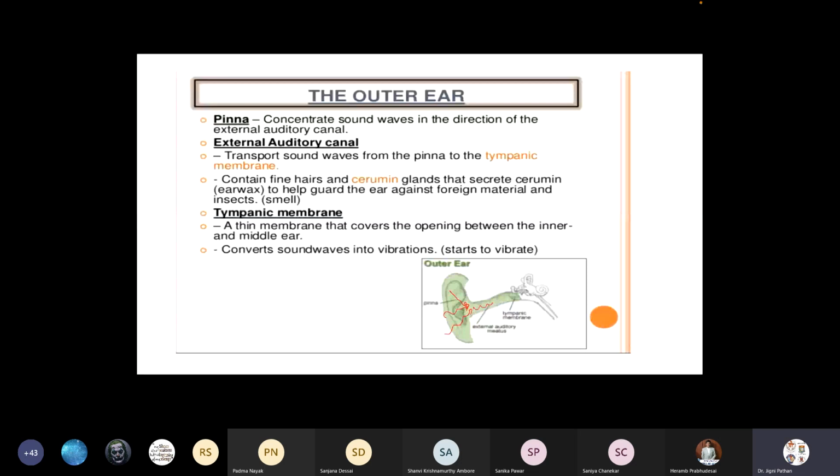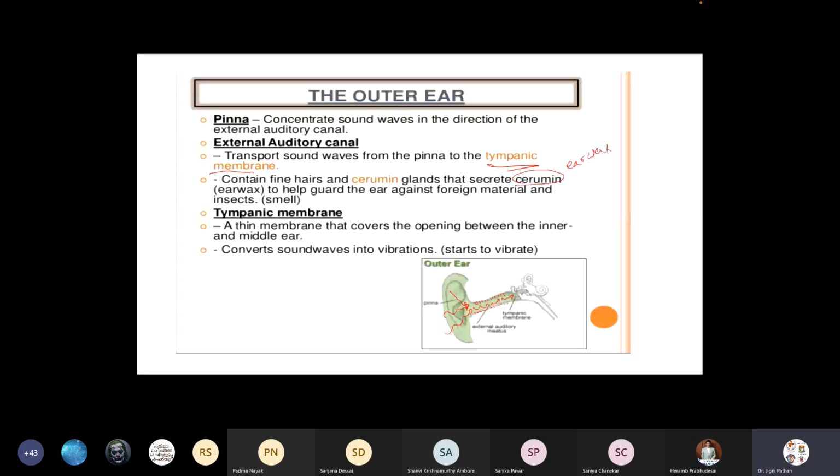The canal contains fine hair. If you have noticed, the auditory canal has a fine hair lining. They also have glands that secrete cerumen. Cerumen means what? Who can tell me what is cerumen? It's earwax, to help guard the ear against foreign material and insects. Very good.